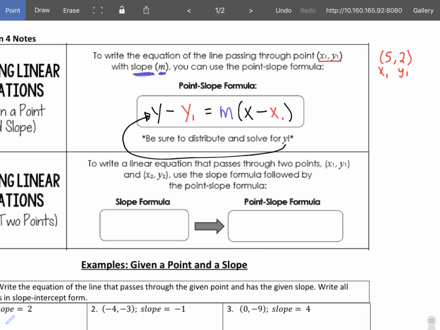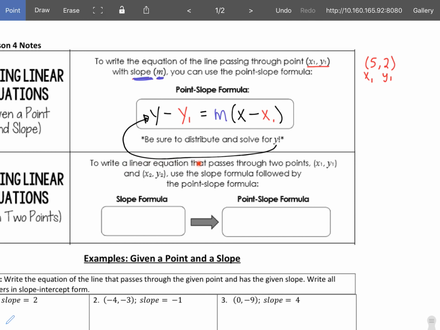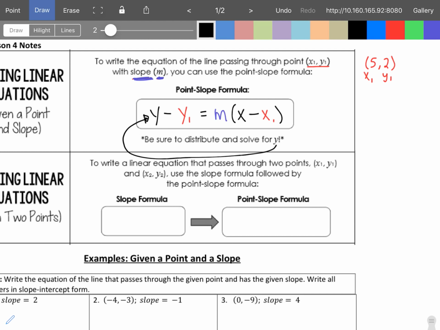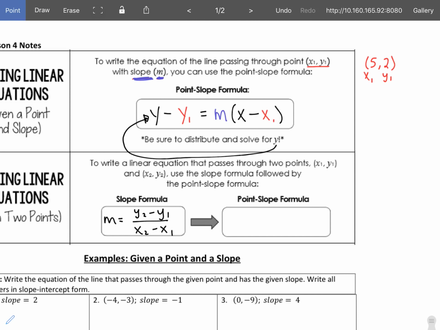So writing using 2 points, to write a linear equation that passes through 2 points. Now here's x1, y1 and x2, y2. Use the slope formula. Okay, we know what that is, followed by the point slope formula. And point slope, we just learned what that was. So slope formula. Remember the slope formula was m equals y2 minus y1, this is just what I was talking about, right? Over x2 minus x1. So remember, you're given 2 points now. You're given 2 points, x1, y1, and x2, y2. Use the slope formula, followed by the point slope formula.